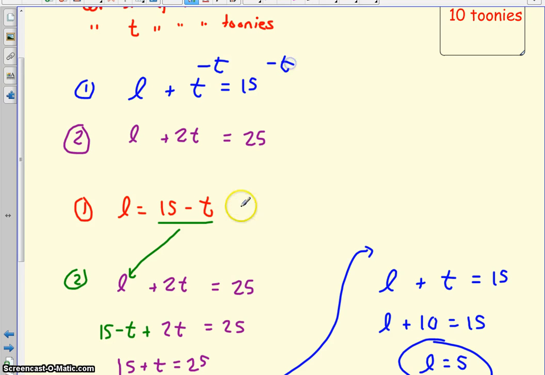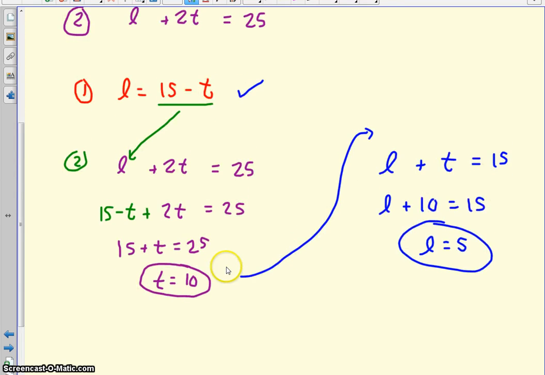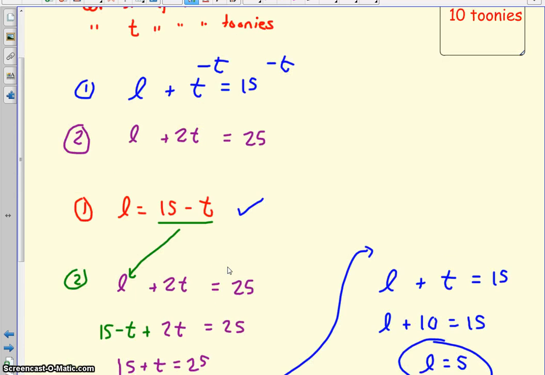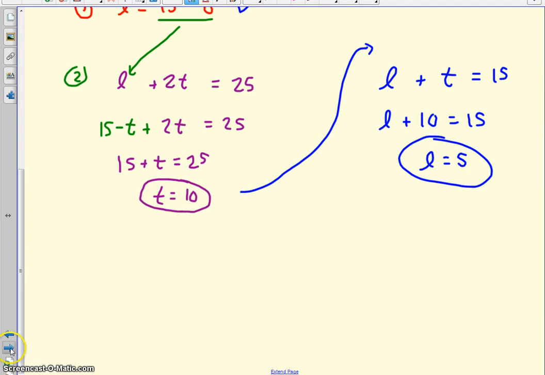So I wound up with L equals 15 minus T, and replaced the L in the other equation with the 15 minus T. So I simplified there, got all my like terms together, solved for T, and I got T equals 10. Okay, so 10 toonies, which is great. Put that back into the original equation, which tells us that L plus T equals 15. So L plus 10 equals 15, and you solve for L, and you get 5 loonies. So again, you have your solution, write a concluding sentence, and then you're off to the races, you're done.